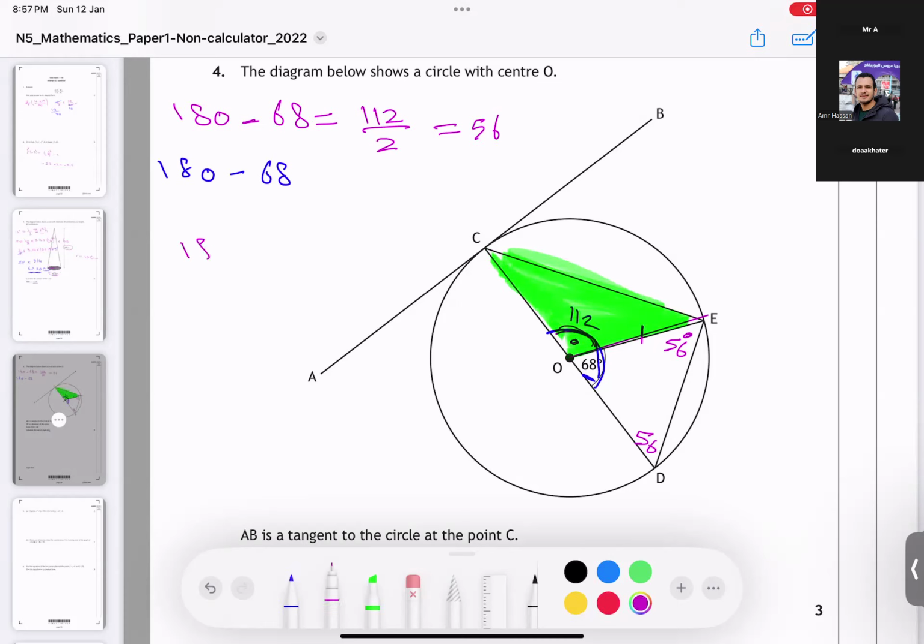We apply 180 minus 112, right? Divided by 2. So this one is going to be 68 divided by 2. So this one's going to be 34. And this one is also 34, right?